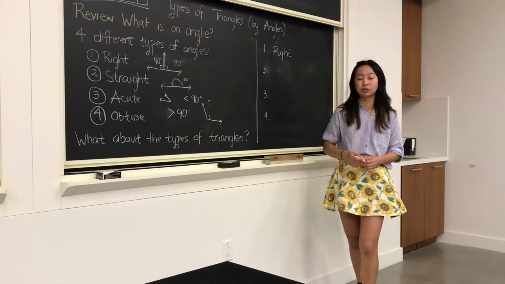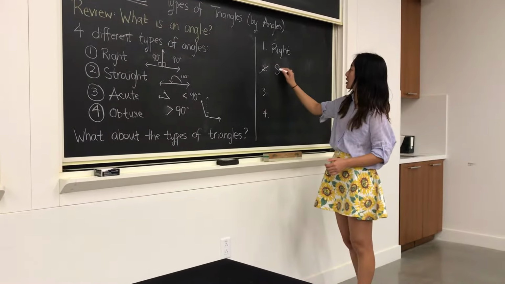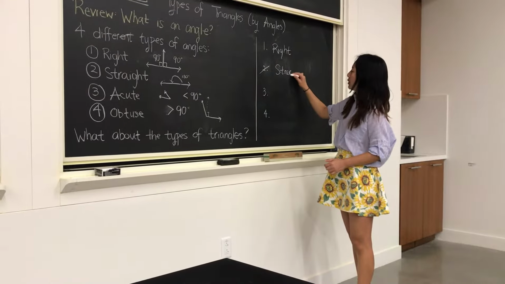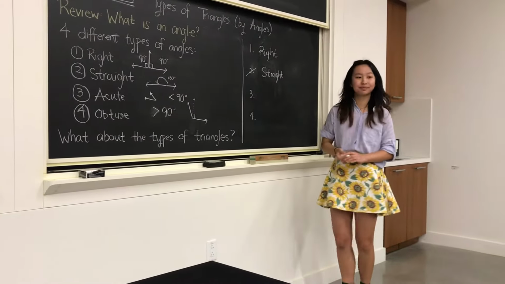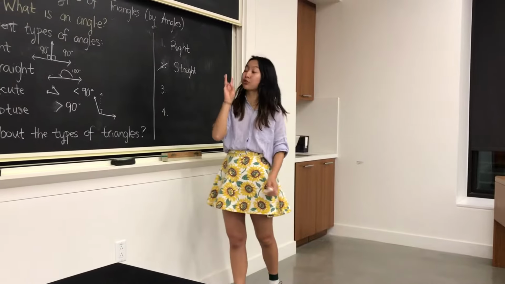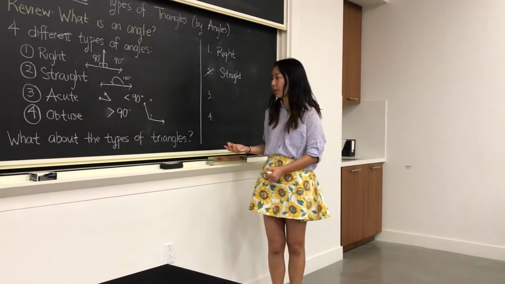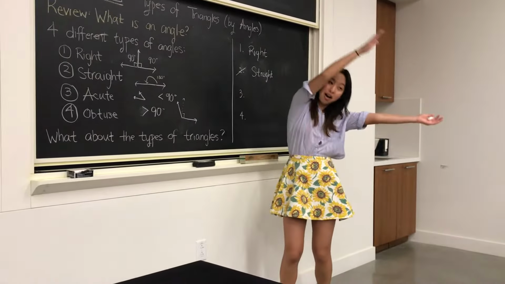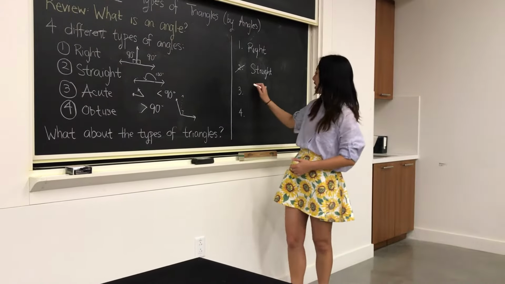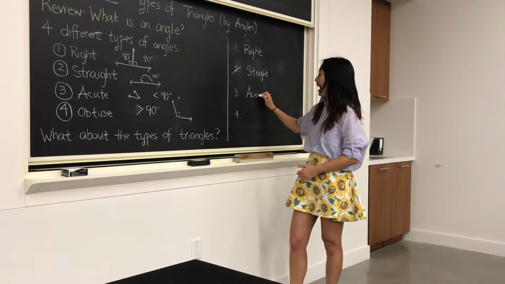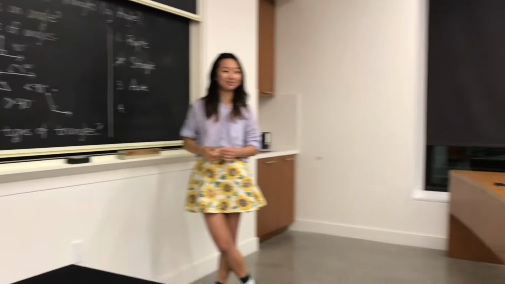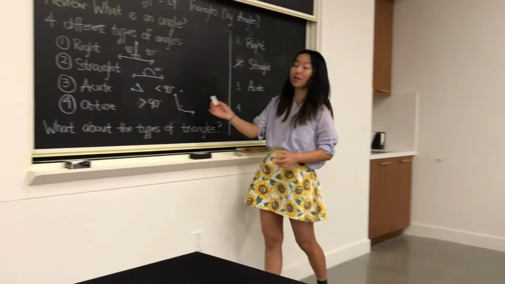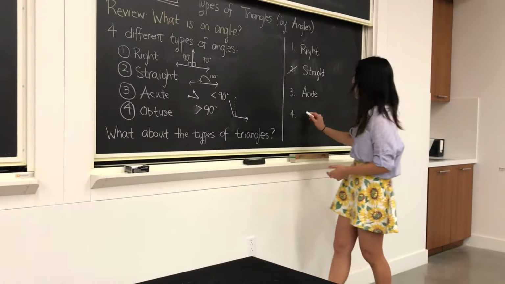How about an acute triangle? So no straight. What does an acute triangle have? Angles? It has 3 acute angles, otherwise known as 3 angles that are smaller than 90. And an obtuse triangle has, more. Yes, it has an angle that is more than 90 degrees. It has an obtuse angle.